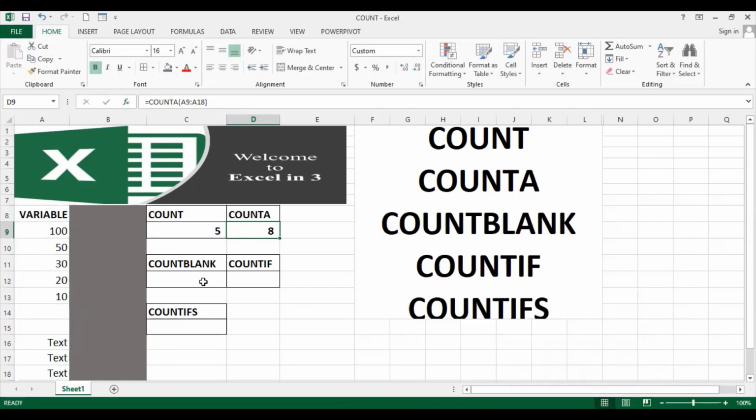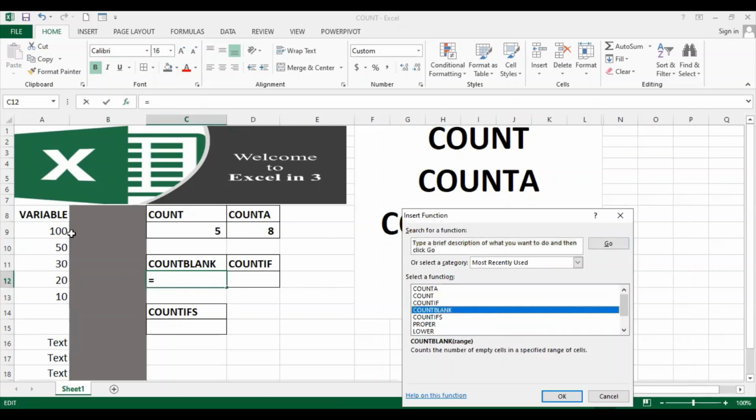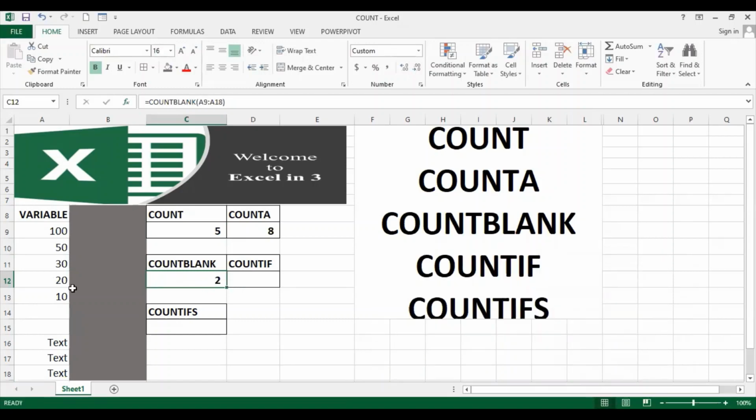The next one is COUNTBLANK. Call up the formula. Select the range you want to count. The formula only counts the blank cells.